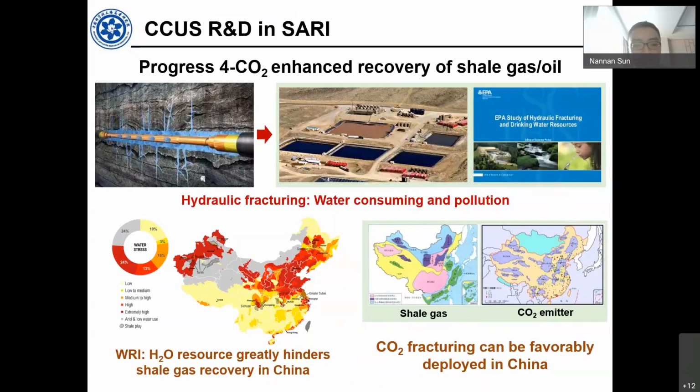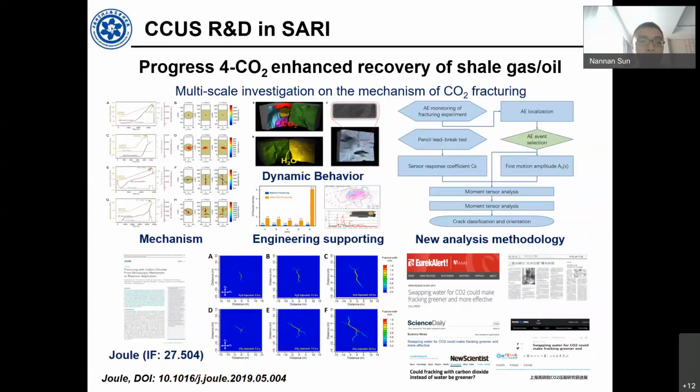But if you take a look at the distribution of the shale gas reservoirs and CO2 emitters in China, we can see they are basically matched with each other. So this reminds us maybe we can use CO2 as a fracturing agent for the recovery of shale gas or shale oil. So what we do is we use some new methods, and we worked on the multi-scale mechanism of CO2 fracturing. The general conclusion is that CO2 works very well for the fracturing of shales. So it works very well to enhance the production of shale gas and oil.